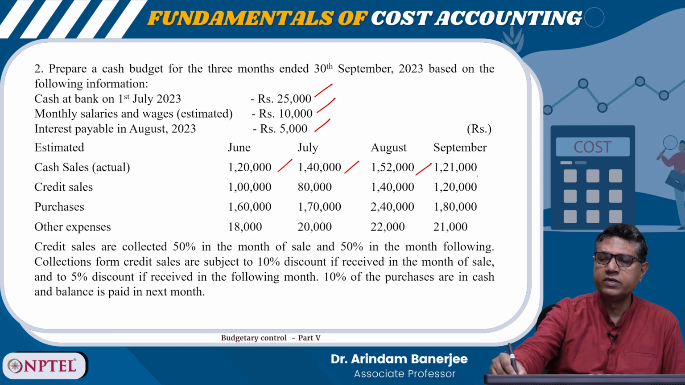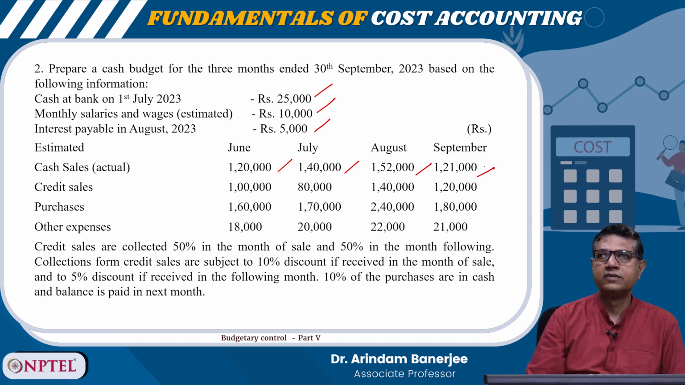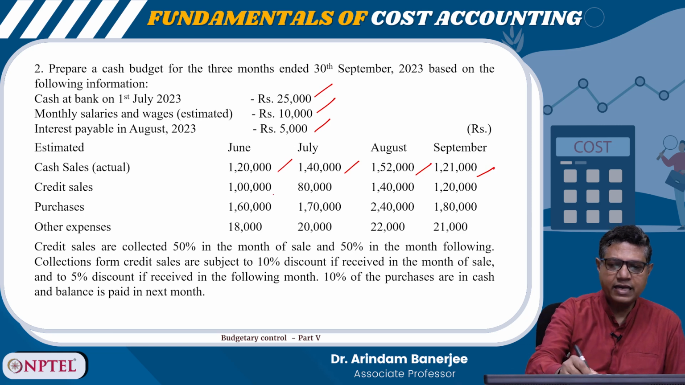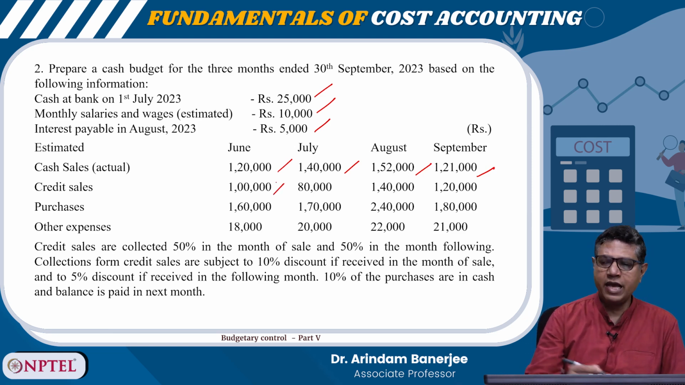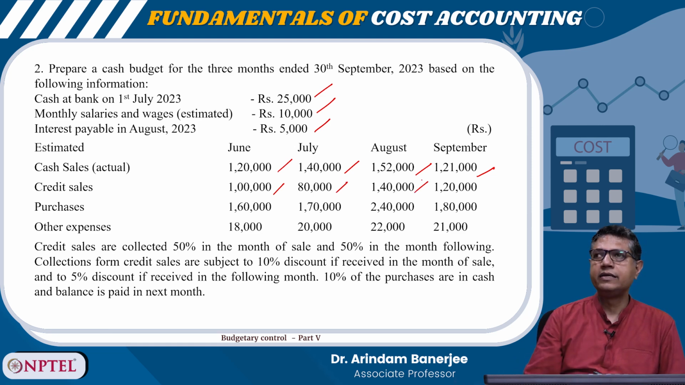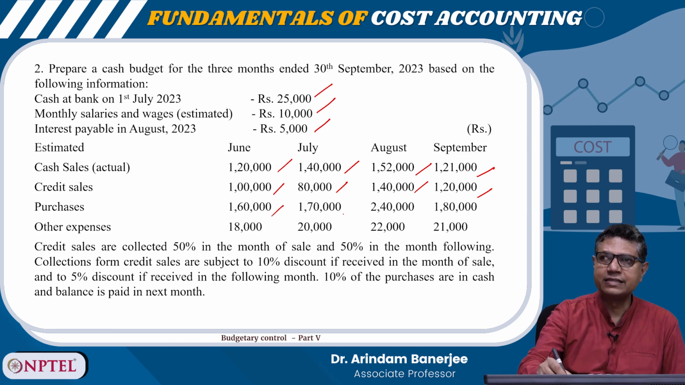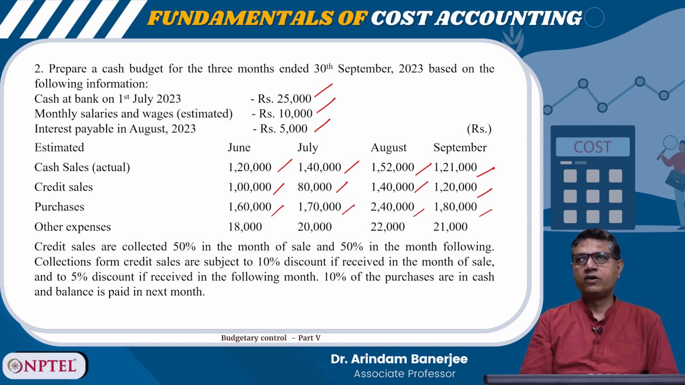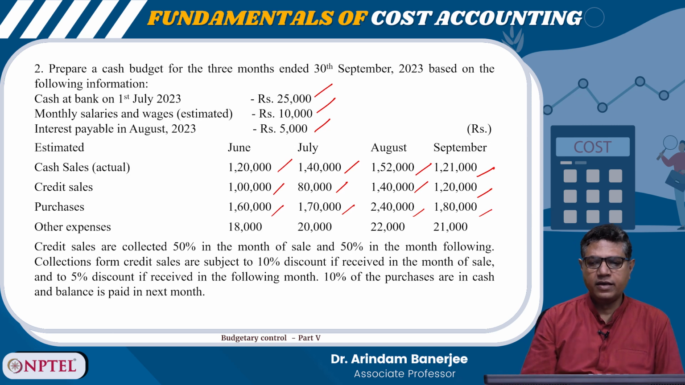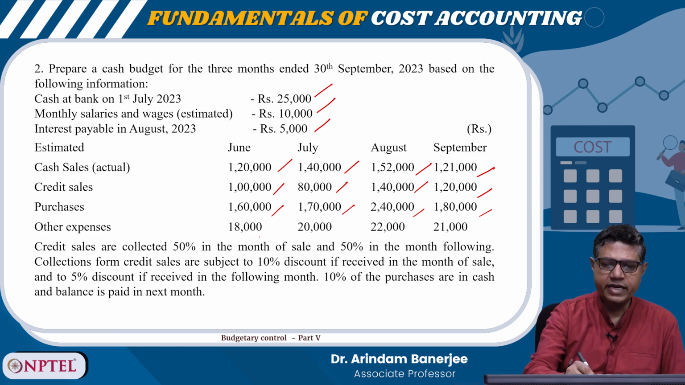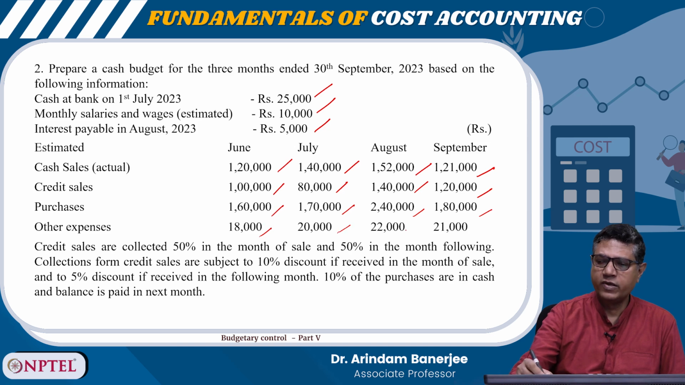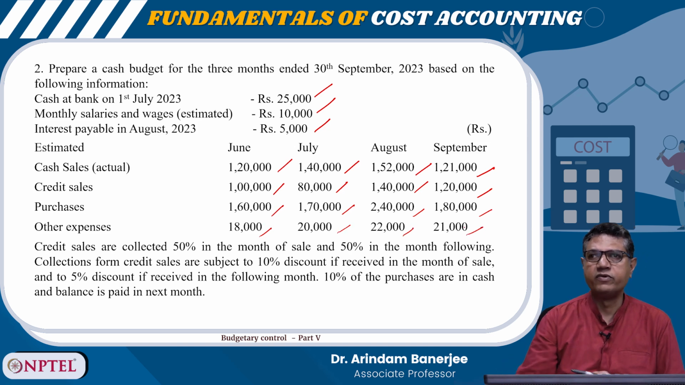August 1,52,000, September 1,21,000. Credit sales is 1 lakh in June, in July it is 80,000, in August it is 1,40,000, and in September it is 1,20,000, right. Purchases 1,60,000, 1,70,000, 2,40,000 and 1,80,000 in the months of June, July, August and September respectively. Other expenses in June it is 18,000, July 20,000, August 22,000, September 21,000.